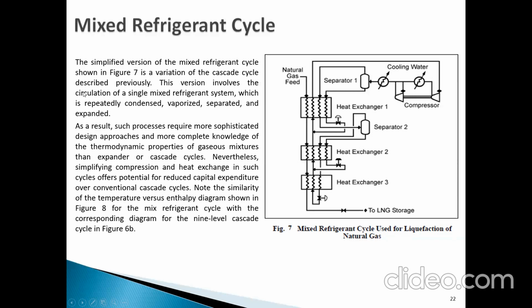So this version involves circulation of a single mixed refrigerant system which is repeatedly condensed, vaporized, separated, and expanded. Yan. Separated, cooled dyan. Single refrigerant. As a result, such processes require more sophisticated design approaches and more complete knowledge of thermodynamic properties of gaseous mixtures than expander or cascade cycles. Nevertheless, simplifying compression and heat exchange in such a cycle offers potential for reduced capital expenditure over conventional cascade systems.